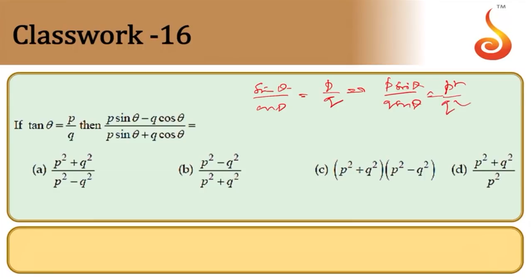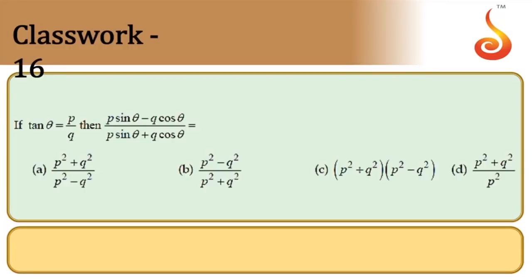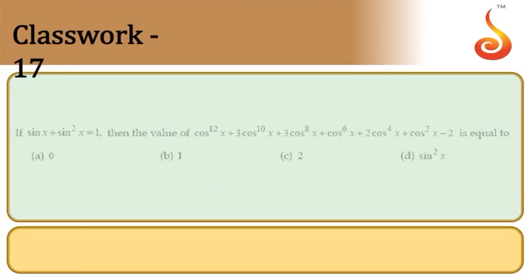And when you apply componendo and dividendo, P sin theta minus Q cos theta by P sin theta plus Q cos theta, that means numerator minus denominator by numerator plus denominator. So the answer happens to be B. P square minus Q square by P square plus Q square will be the answer for the problem.